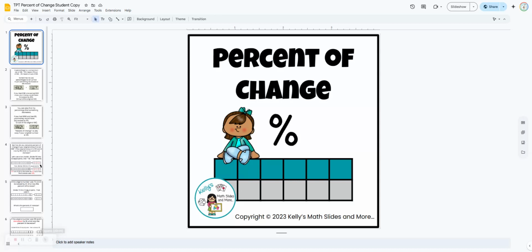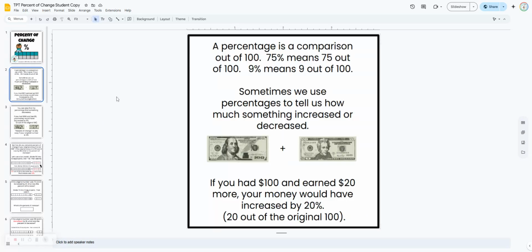Percent of change or rate of change. This is a digital lesson. And the lesson starts with explaining what a percentage is. It's a comparison out of 100. So when we use percentages, it can tell us how much, and what percentage, something has increased or decreased.